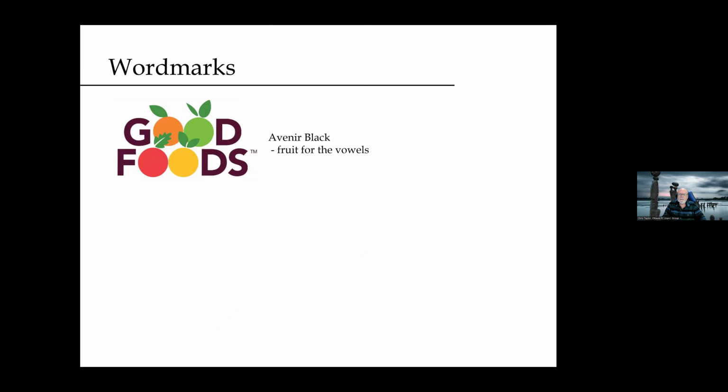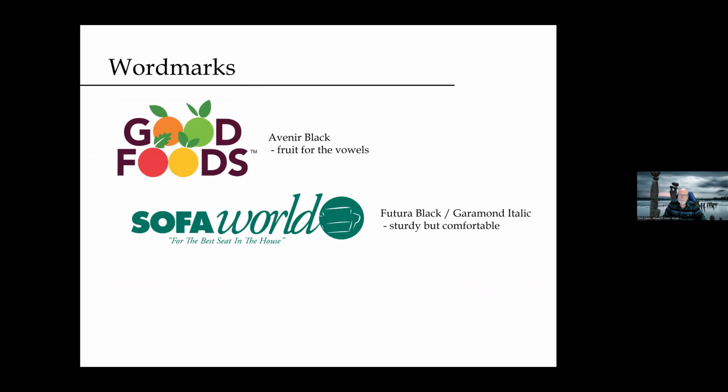Word marks are a place people can have a lot of fun with typefaces. So Good Foods, they actually use fruit for the vowels. Kind of a neat sort of substitution in there. Sofa World, now this is my interpretation on it, but I think they use Futura Black for the word sofa, and they use Garamond Italic for the word world. And to me, that sort of conveys the idea of sturdy but comfortable. I think that's pretty cool.